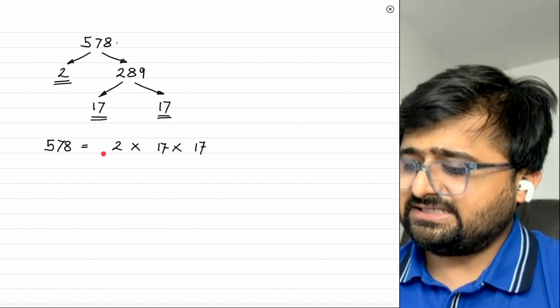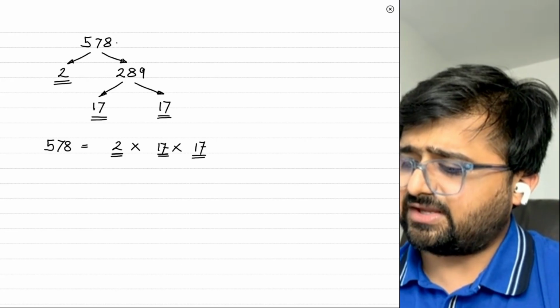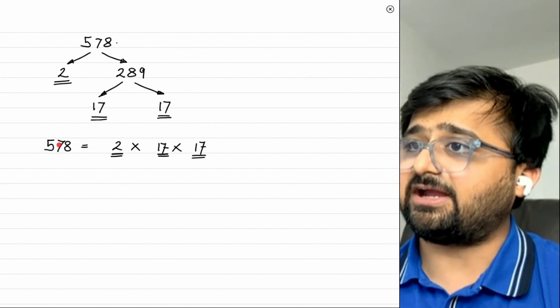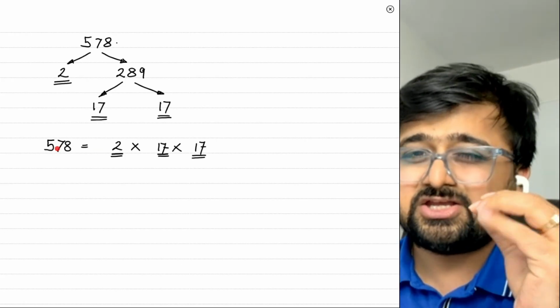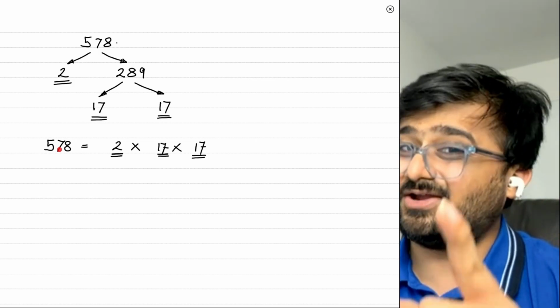Okay, and these three are the prime numbers, and basically that gives you the prime factors of the number 578 using the factor tree method. I hope that makes sense.